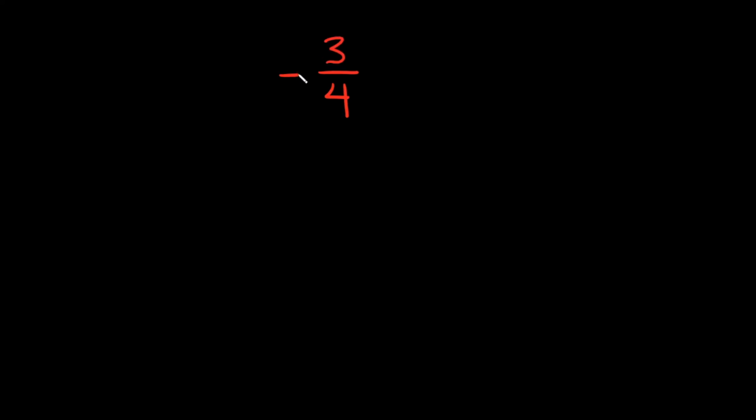So for example, here we have negative 3/4, right? So at first, I'm just going to ignore the negative sign. So I'm just going to convert 3/4 into a decimal. Now you do that simply by dividing, right? So 3/4 is the same thing as 3 divided by 4, or we could write it like this, right? 3 divided by 4. Okay, now we have 3 right here, right?